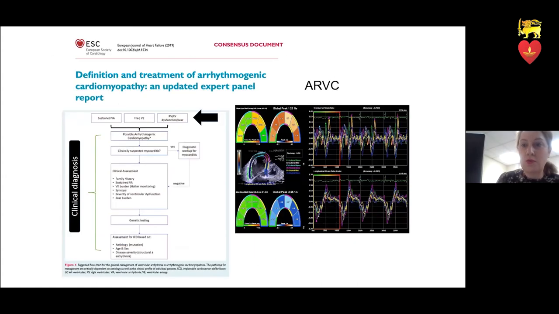And this is also another paper on the definition and treatment of arrhythmogenic cardiomyopathy. And this is an example of strain that we performed in cardiomyopathic right ventricle, and you will see the extensive impairment of the layers of the right ventricle.